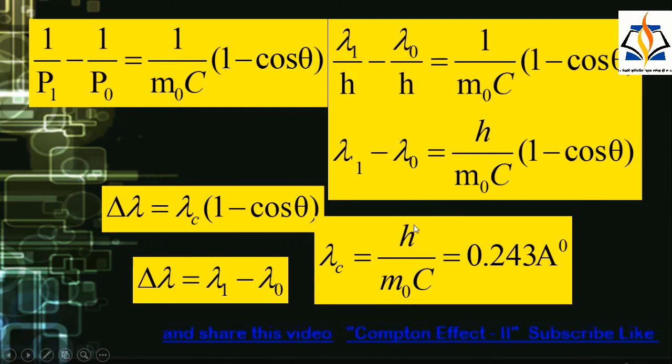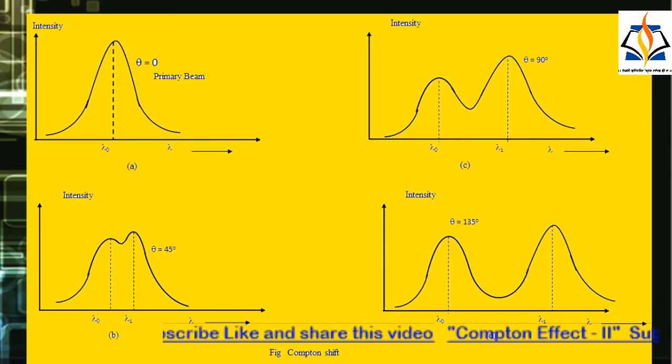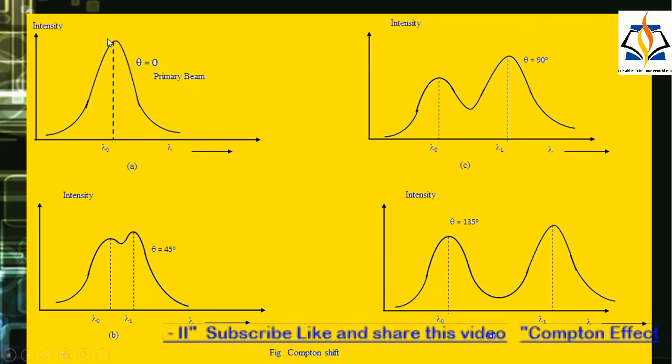If we substitute the values of h and m0 c, then we obtain the value of lambda C as 0.243 angstrom. The graph is in units of intensity versus wavelength. Now this is the wavelength of the incident photon, and here the scattering angle is 0. Now when the scattering angle becomes 45 degrees, we obtain the wavelength of the scattered photon as lambda 1. Now if we increase the scattering angle to 90 degrees, then we obtain the scattered wavelength as lambda 1.